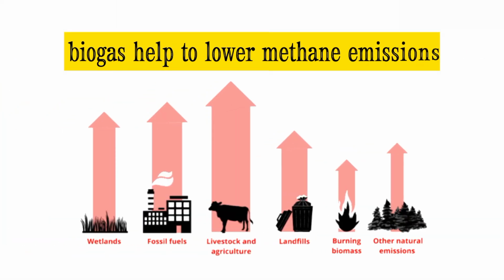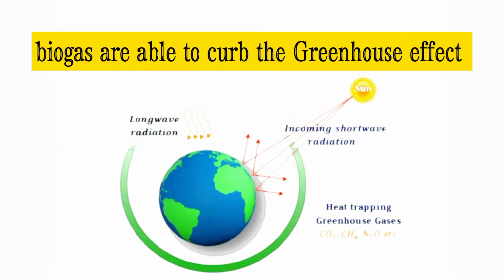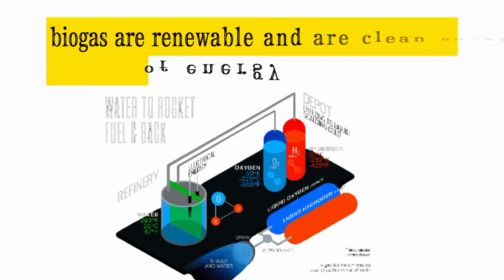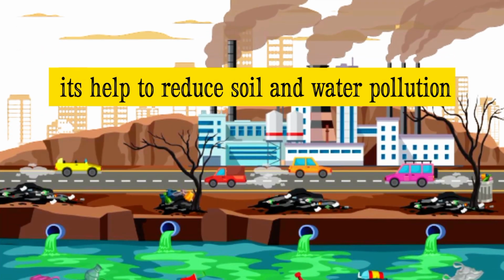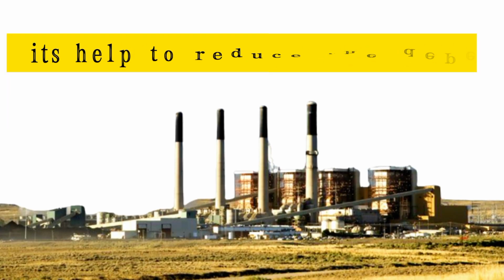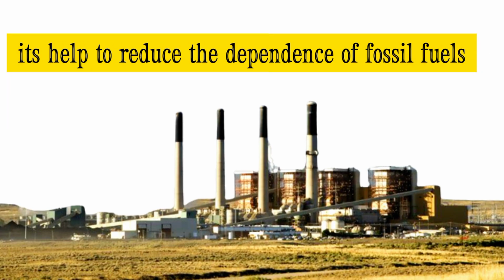The advantages of biogas: biogas helps to lower methane emission. Biogas is able to curb the greenhouse effects. Biogas is a renewable and clean source of energy. It helps to reduce soil and water pollution, and biogas helps to reduce the dependence on fossil fuel.